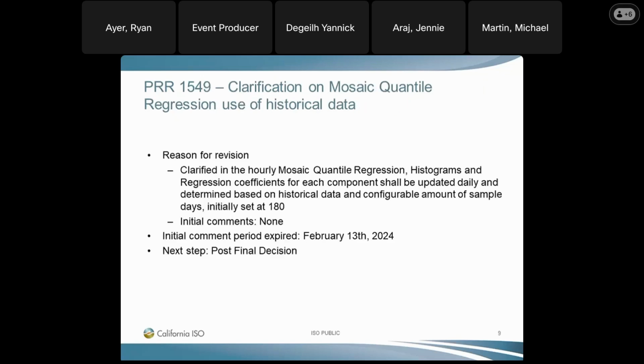So let's speak about PRR 1549. This is a clarification to the Mosaic quantile regression use for our historical data. So we do use now a Mosaic quantile regression for histograms for essentially determining our uncertainty calculations. So we clarified that we can use more historical data in these computations. We didn't receive any comments, and this comment period also expired on February 13th. And at this point, we'll post the final decision.